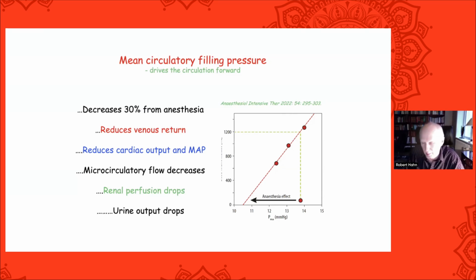The driving problem here, the driving force to all hemodynamic and circulatory changes, is a reduction of the mean circulatory filling pressure, which is a driving pressure for the circulation. That decreases when we induce general anesthesia, and in the first place, it reduces venous return. And as you know, that reduces cardiac output in turn. It reduces mean arterial pressure, and then all the changes with poor renal perfusion and poor urine output come as a consequence of that.